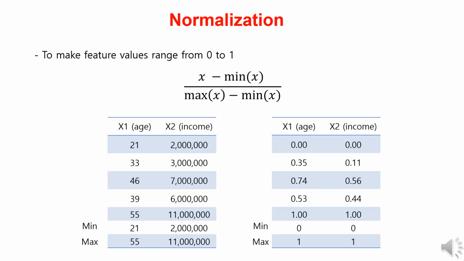First, let's take a look at normalization, a method used to transform the sizes of features with different ranges into a consistent range. Generally, normalization transforms the values to a range between 0 and 1. To achieve this, we subtract the minimum value from each value, x, and then divide it by the difference between the maximum and minimum values. As a result, the minimum value becomes 0, the maximum value becomes 1, and the remaining values fall between 0 and 1. In the table below, you can see that after normalization, both age and income have been transformed into the same range between 0 and 1.